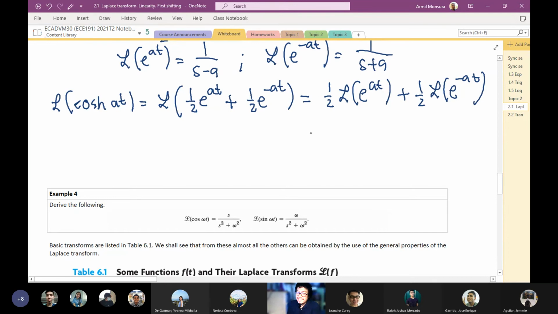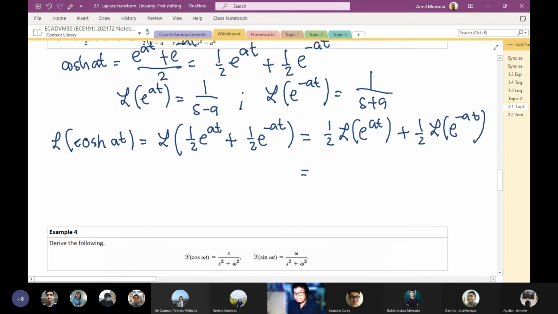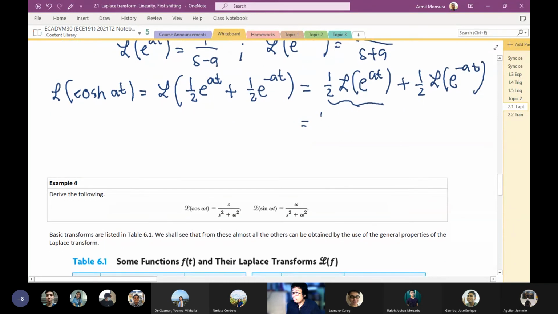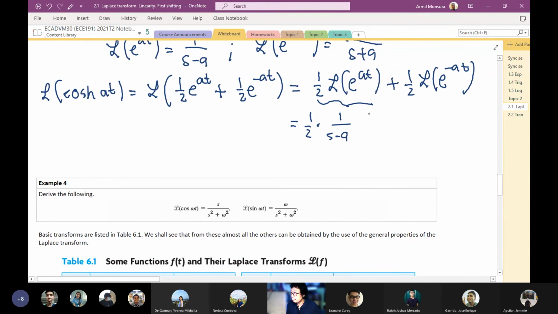Now, the Laplace transform of e raised to at is this. We got this earlier. So this term can be rewritten as 1/2 times 1 over s minus a, and this term can be written as 1/2 times 1 over s plus a. Is that clear?